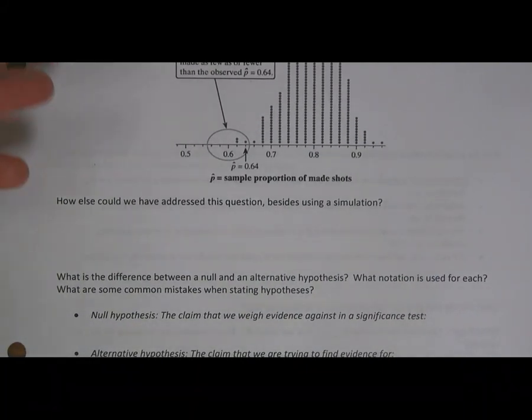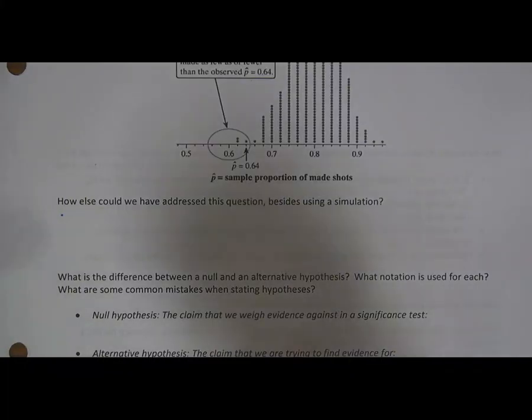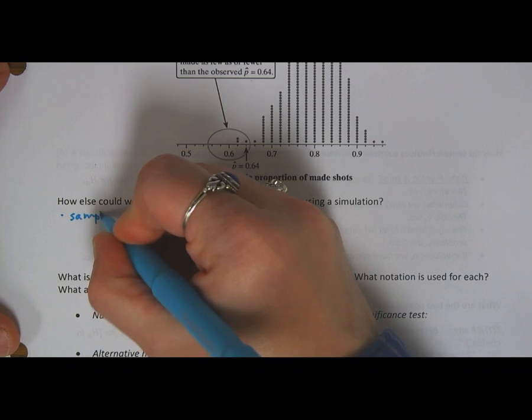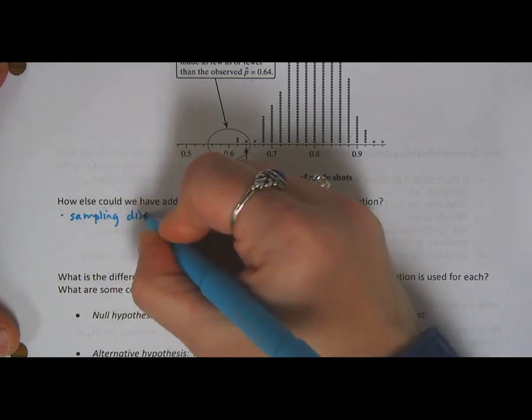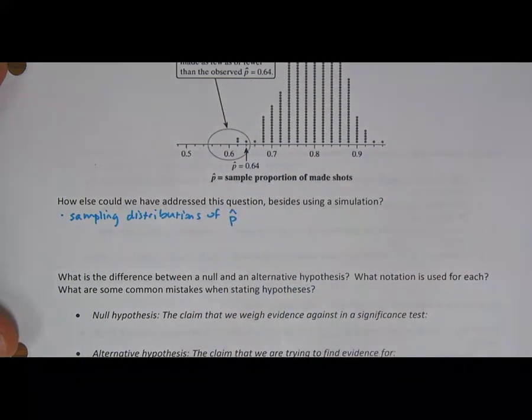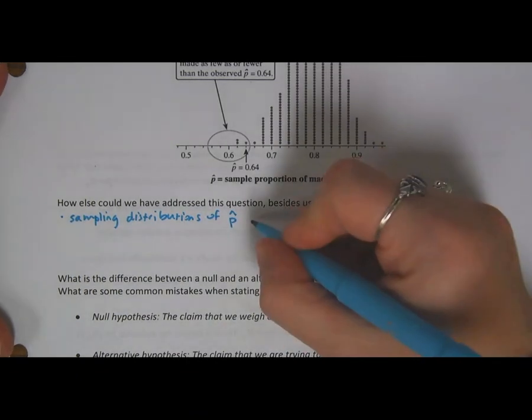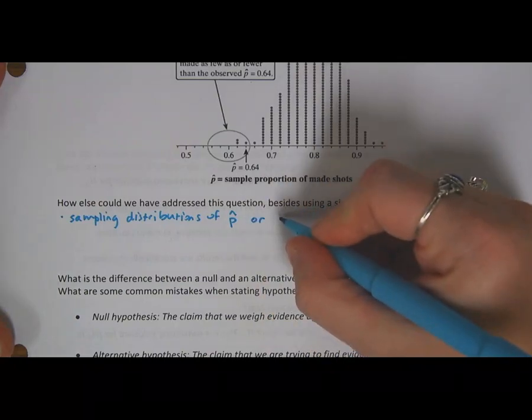So I could use a simulation to see how rare that is, the likelihood of it happening by chance. Another couple of ways that we could have addressed this is using our skills from Chapter 7 and Chapter 8. In Chapter 7, a long time ago, we used sampling distributions of p hat. That's what the dot plot is, so we could run a bunch of simulations and see how likely it is. And in that chapter, we also talked about binomial distributions.